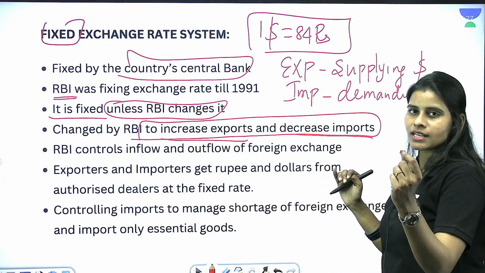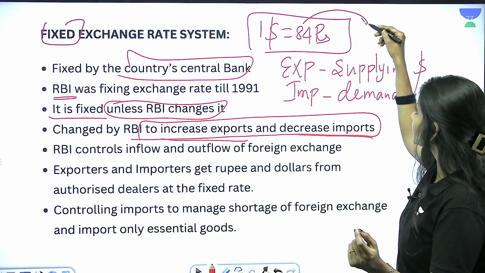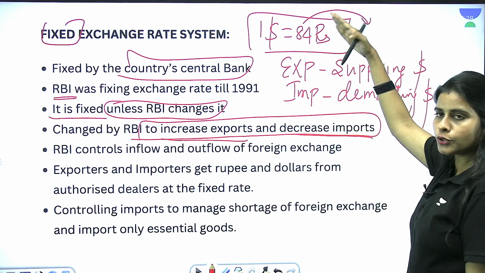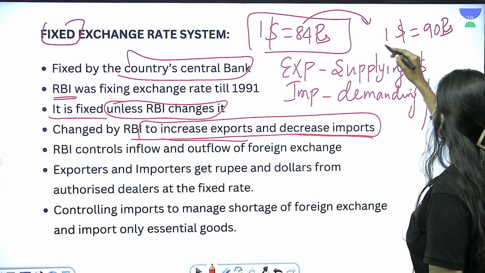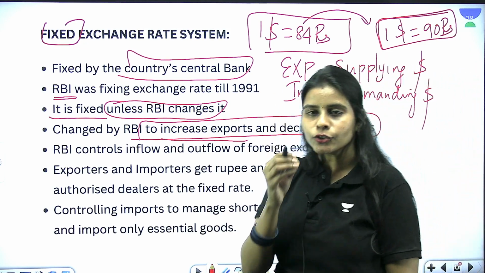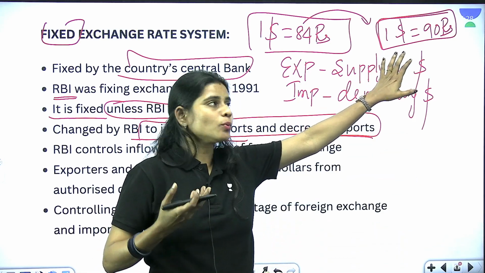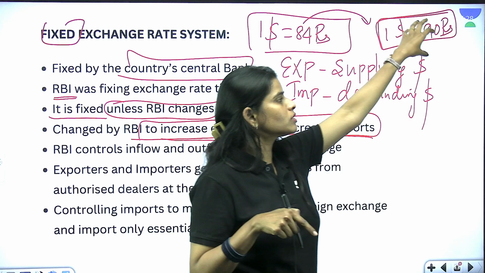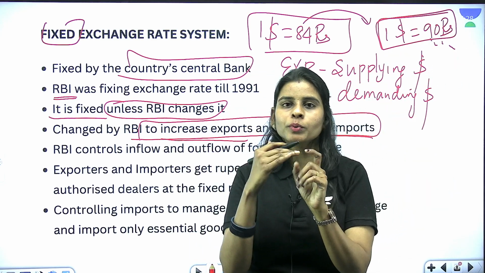To give one quick example, suppose the value of the Indian rupee with respect to the dollar is changed by the RBI under the fixed exchange rate system from 84 rupees to $1 equal to 90 rupees. So what is happening here? The exchange rate is increased, the value of the Indian rupee is decreased, and the value of the dollar is increased. Why? Earlier you had to spend 84 rupees for getting $1, but now you will have to spend 90 rupees for getting $1. It means that the value of the Indian rupee is decreasing.